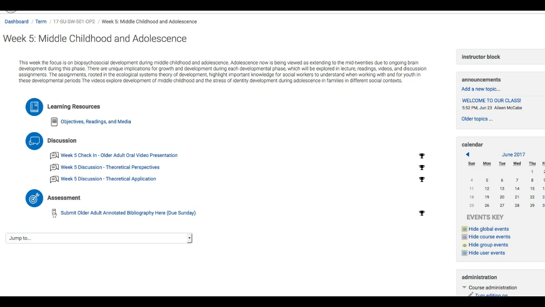This week we are going to be talking about the life phases of both middle childhood and adolescence. So this week the focus is on the biopsychosocial development during middle childhood as well as adolescence. Adolescence is now being viewed as extending to the mid-20s due to ongoing brain development during this phase. And we want to remember that there are unique implications for both growth and development during each developmental phase, which will be explored in lecture, readings, videos, and discussion assignments.